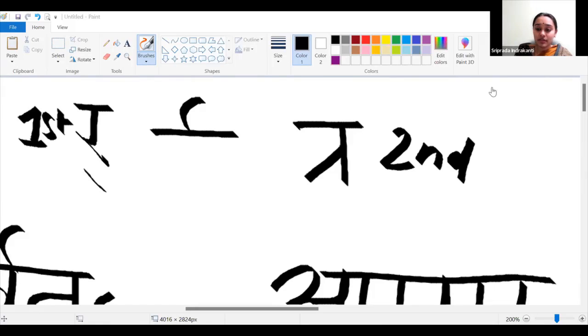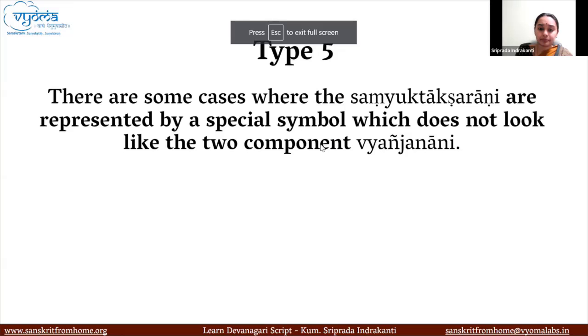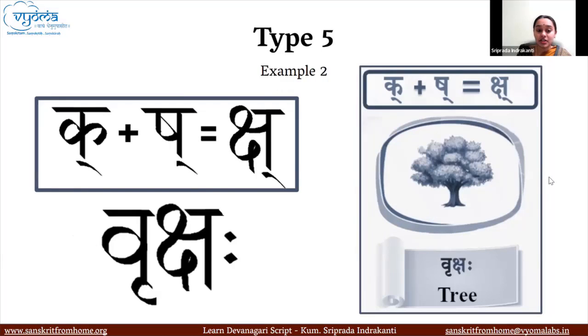Now we go to the fifth type, the last type. That is, there are some cases where the Samyuktaksharani are represented by symbol which does not look like the two component Vyanjanani. For example, Ragni. So J and Ny makes Ny, like in Ragni, which is queen. Then we have K and Sh, which makes Ksha, like in Kakshaha or Vrikshaha. This is the Ksha. So the K and Sh combined and make Ksha. Vrikshaha is a tree.